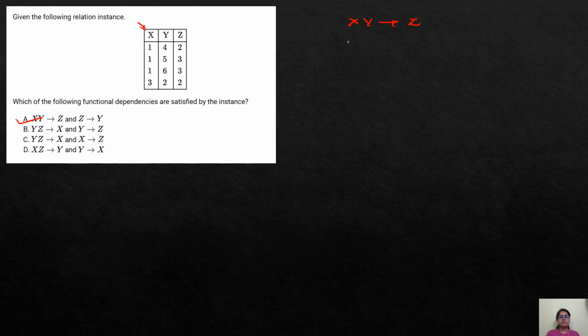So xy value is 1, 4. What it derives? 2. Then 1, 5. It derives 3. Then 1, 6. It also derives 3. And 3, 2. It derives 2. So if LHS is always unique, this dependency will always hold. And 1, 4 is unique, 1, 5 is unique, 1, 6 is unique, and 3, 2 is unique. Why are we saying unique? Because 1, 4 is not present anywhere else. 1, 5 is also not present anywhere else. 1, 6 is present only once. That's why it is unique.